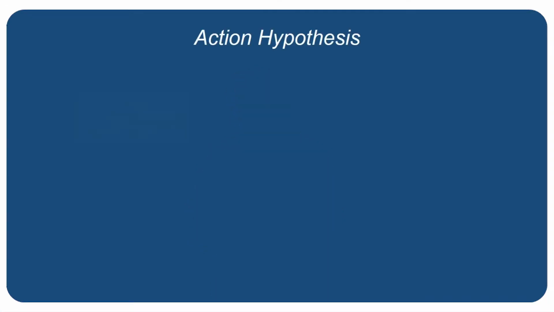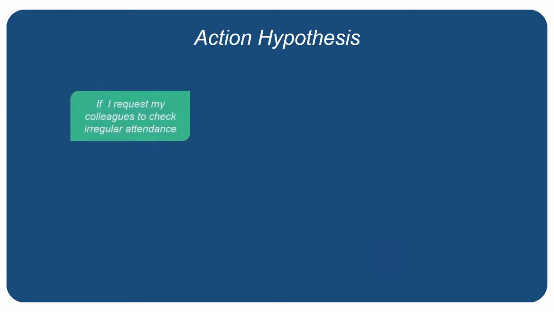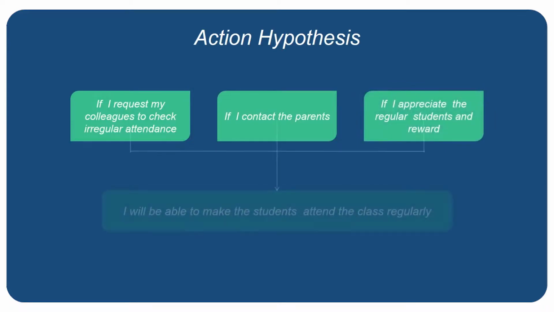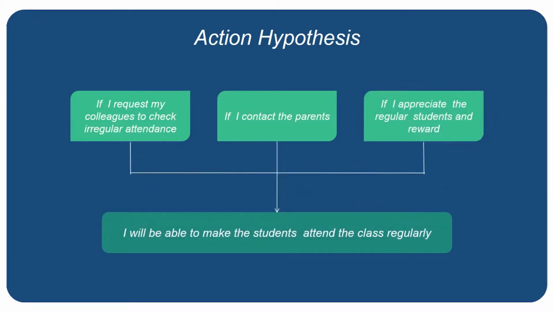And action hypothesis, say for example: if I request my colleagues to check irregular attendance, if I contact the parents, if I appreciate the regular students and reward, I will be able to make the students attend the class regularly. I am repeating, if I request my colleagues to check irregular attendance, if I contact the parents, if I appreciate the regular students and reward, I will be able to make the students attend the class regularly.